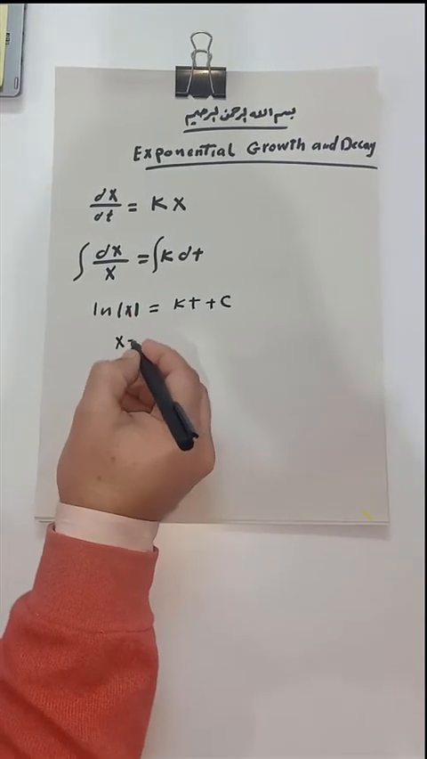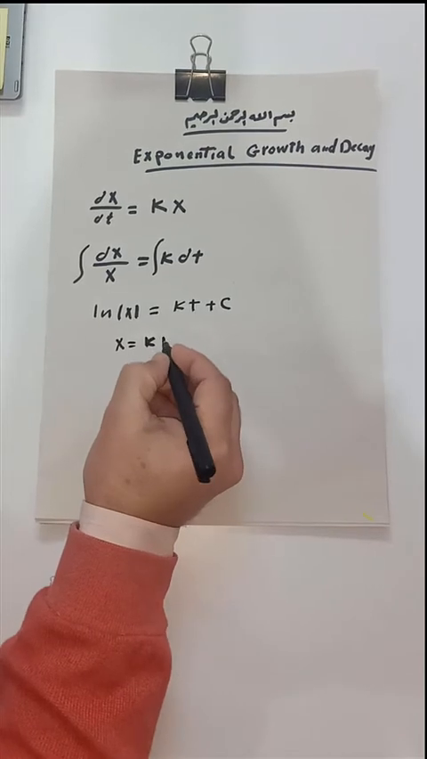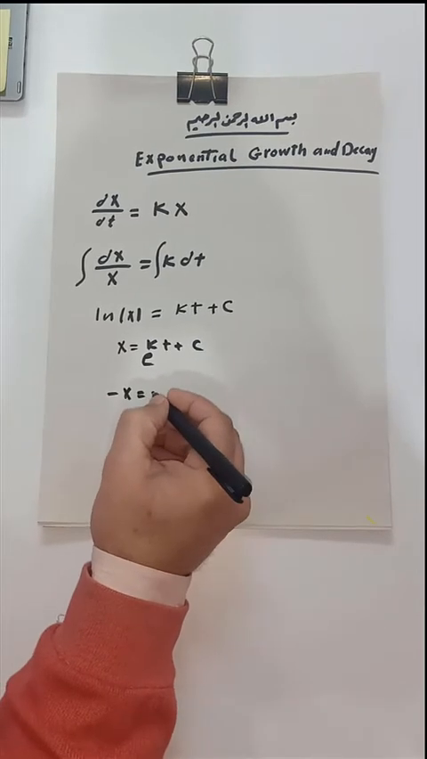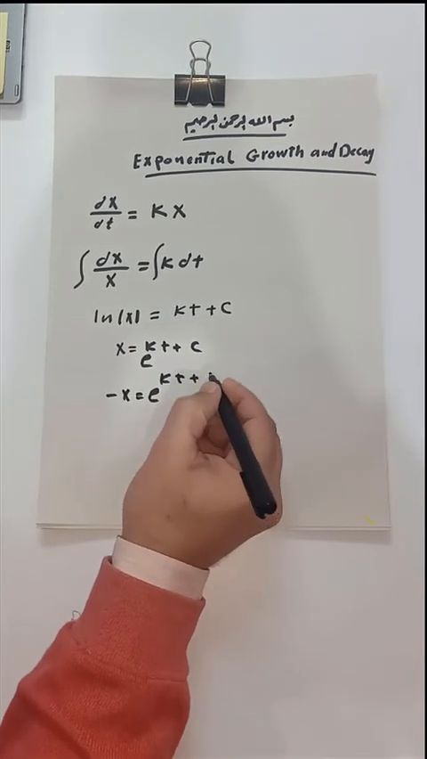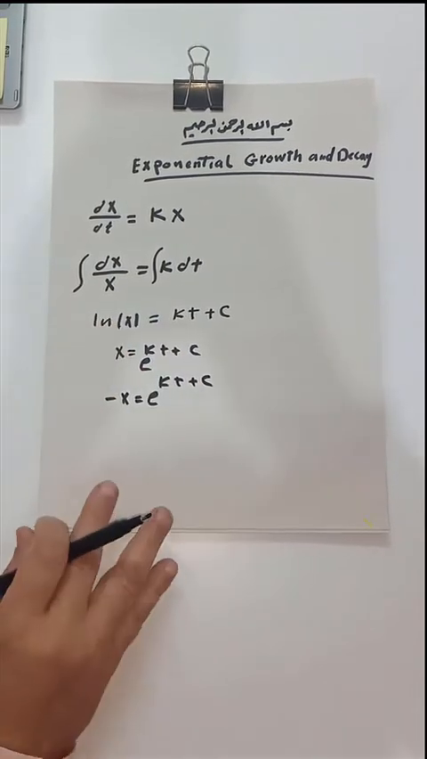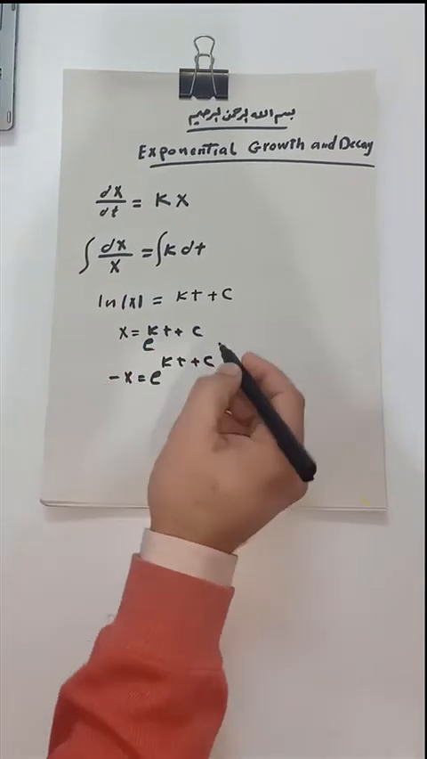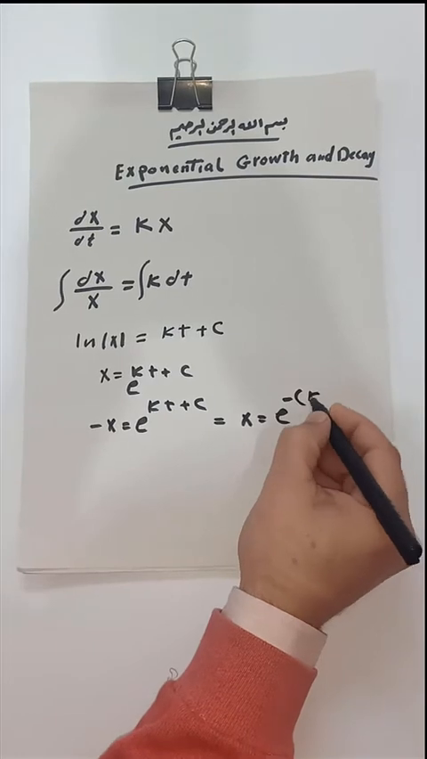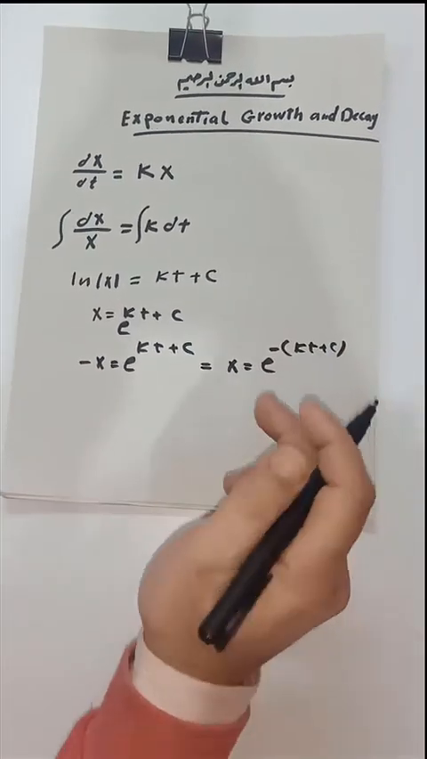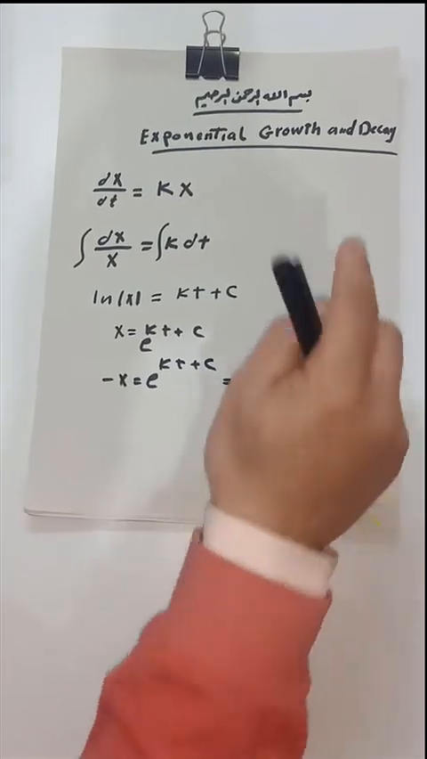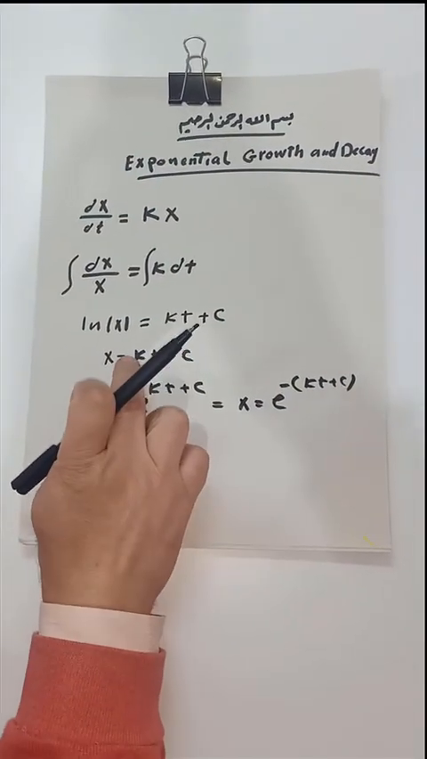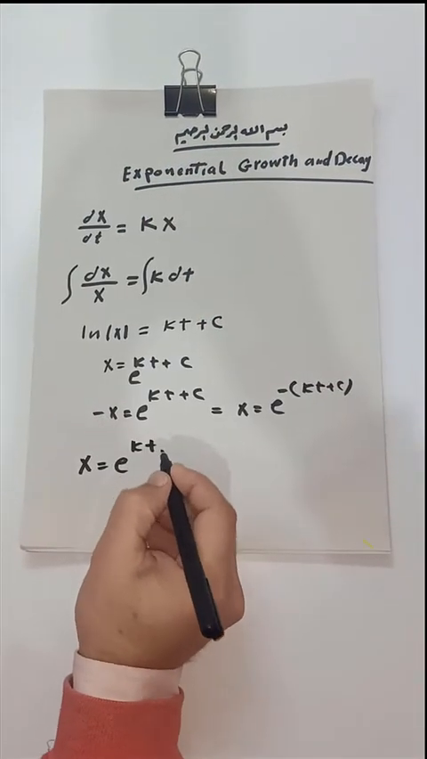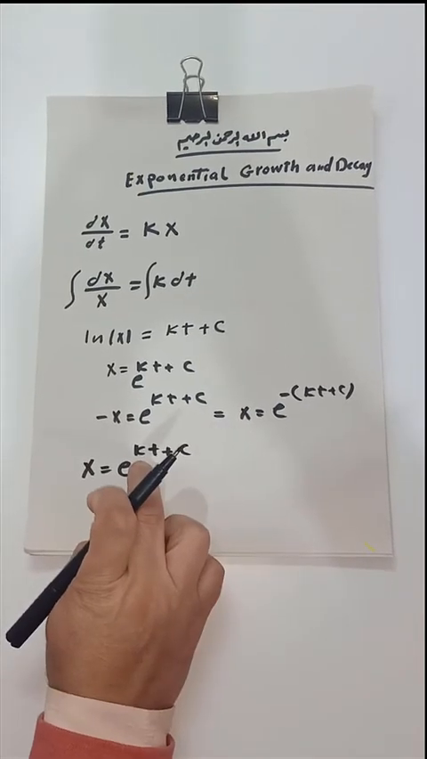So x may be equal to e to the power kt plus c, or negative x equals e to the power kt plus c, because of the absolute value of x. This means x equals e to the power negative kt plus c. Negative k refers to decay, and positive k refers to growth. So x equals e to the power kt plus c. k may be positive or negative.